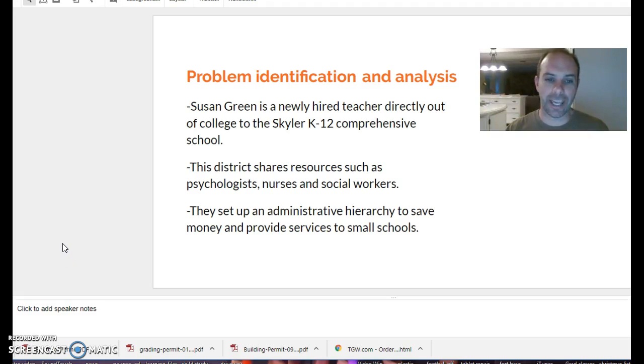Okay, so problem identification and analysis. So what do we know? We know that Susan Green is a newly hired teacher directly out of college who's been hired by the school district that's a comprehensive school. That means there are various administrators scattered throughout the district that the schools share throughout the year. The superintendent stays one day at one school, goes to another day at another school. The district shares resources such as psychologists, nurses, and social workers, along with the other administrators. At every building, there is a teacher who also does administrative services as well.